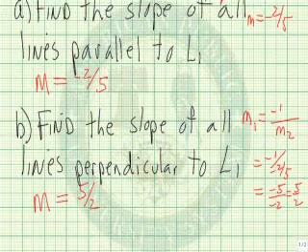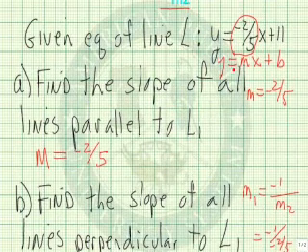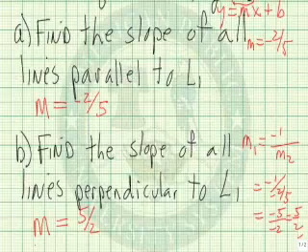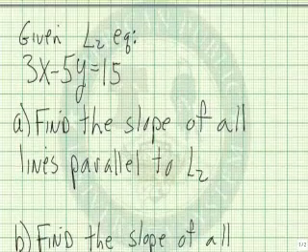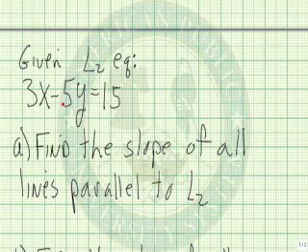Now you will notice here that this equation was in the slope-intercept form, the nice convenient form. What happens if our equation is not in the nice form? Suppose we have 3x minus 5y equals 15, and we want to find the slope of all lines parallel to L2 here. The first thing we need to do is take this equation and convert it into the form so that we can easily find its slope.